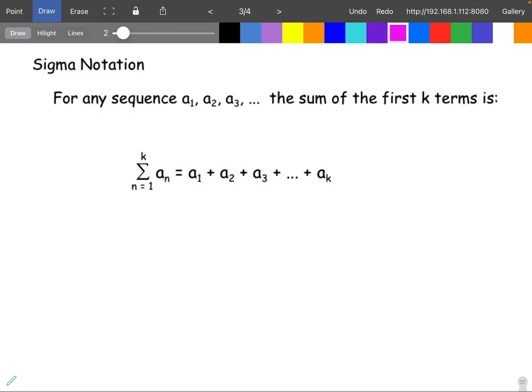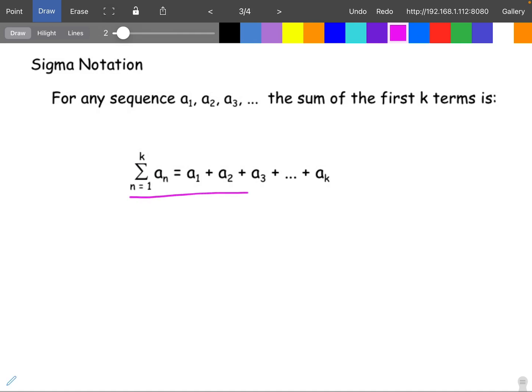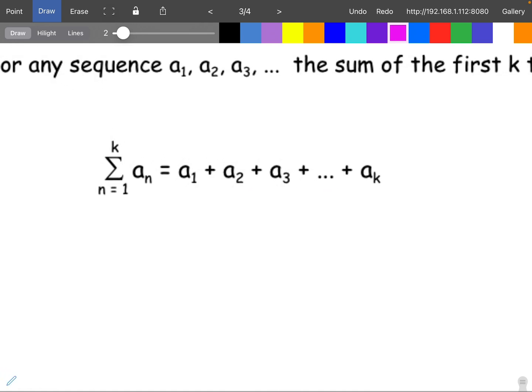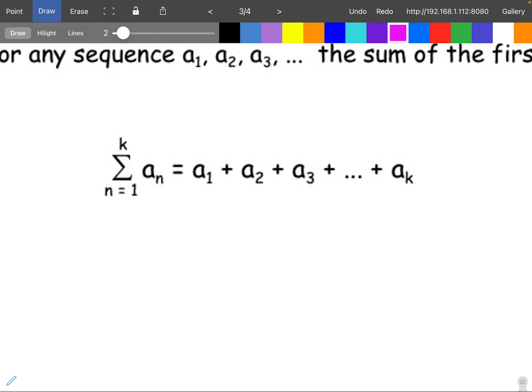So this says that for any sequence, a sub 1, a sub 2, a sub 3, and so on, first term, second term, third term, so forth and so on, the sum of the first k terms is given by this. Now, we want to talk about what all of that means because it looks a little bit confusing at first, but it's really not bad. So basically, this is the formula that you're going to use. That's not normally going to be a sub n. It's going to be some type of little formula, 2n plus 5 or whatever it may be. It's going to be some little expression that you have to plug into.